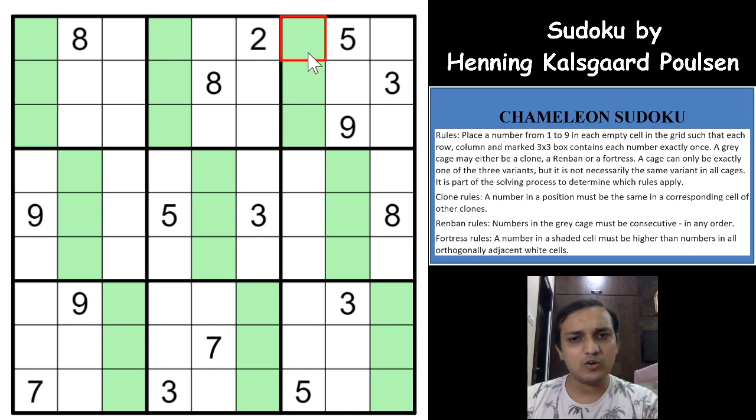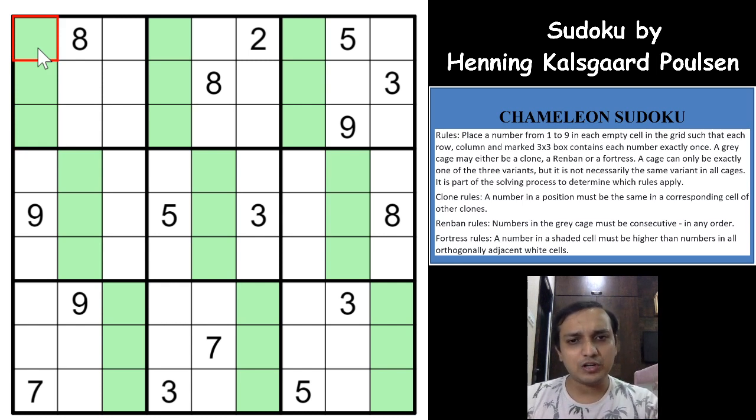First comes the Renban rule. According to the Renban rule, all the digits in the shaded region have to be consecutive in any order. So for example, if you take this region, the three digits have to be consecutive, 1, 3 and 2, but they can be in any order. That is called a Renban rule.